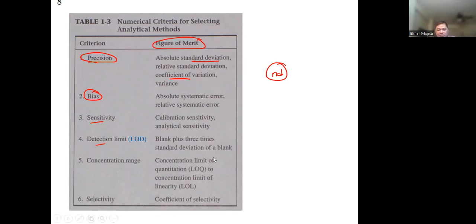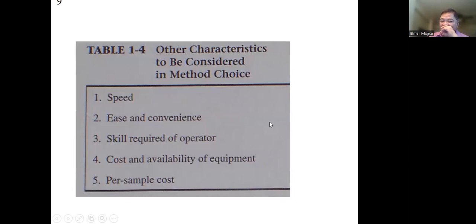And then you have what we call selectivity. There's a lot of this being mentioned in some modules. Okay. And the thing that you need to consider is this one: speed.